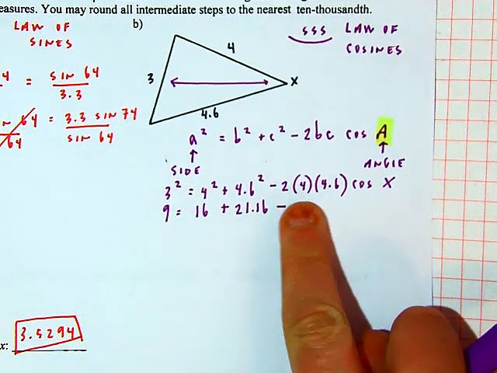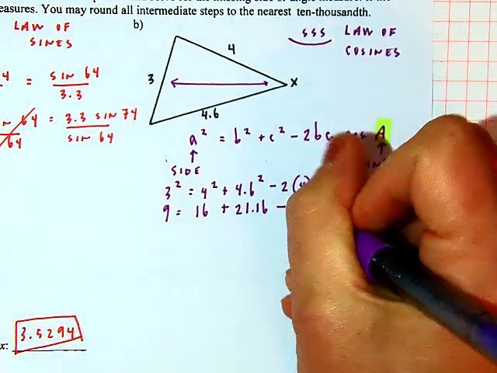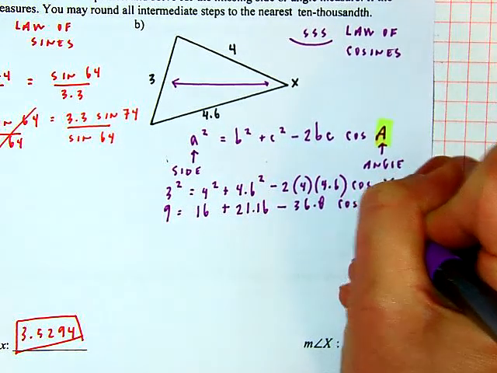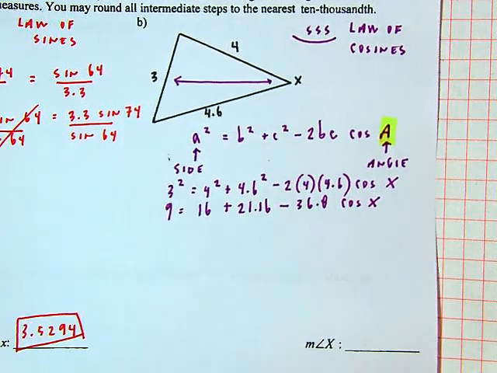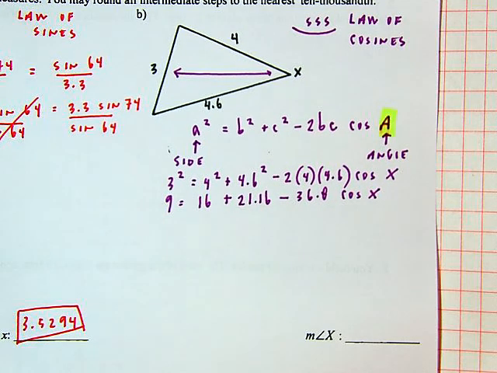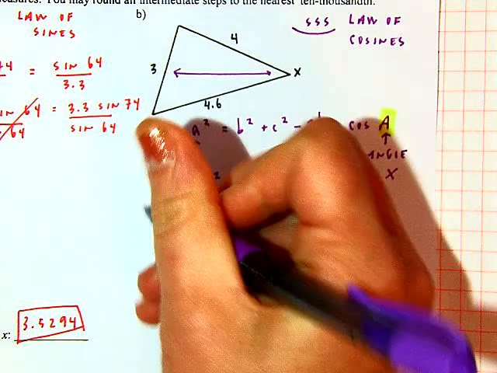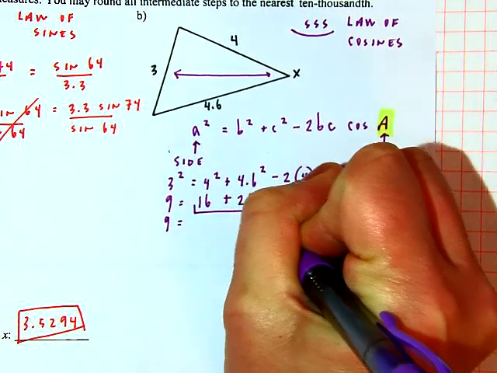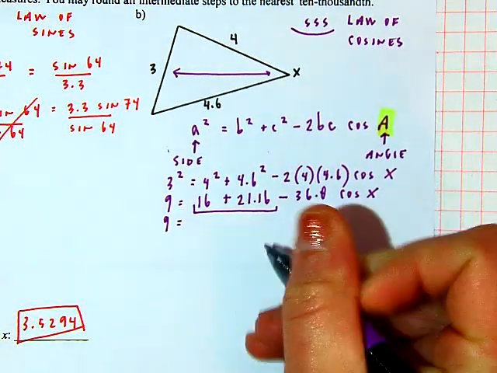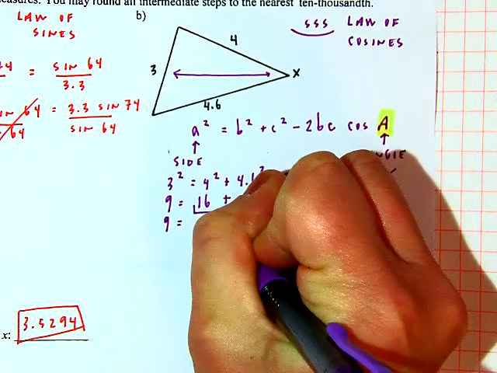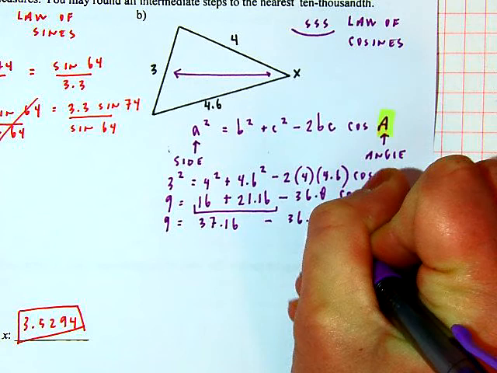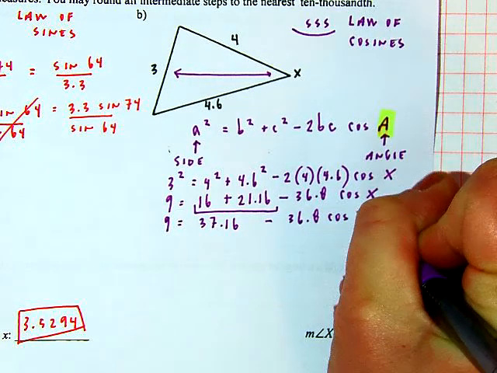Okay, 2 times 4 times 4.6 is 36.8, and then cosine x. All right, so I keep working the problem. I've got to make sure I follow my order of operations. I can only consolidate the like terms. So here I have 9 equals, I can combine right here to 37.16, and then minus 36.8 times cosine x.